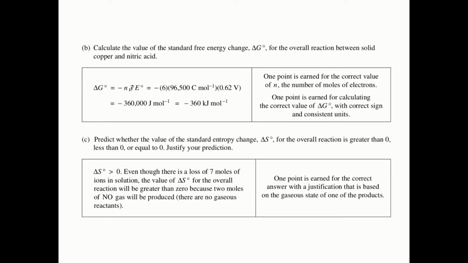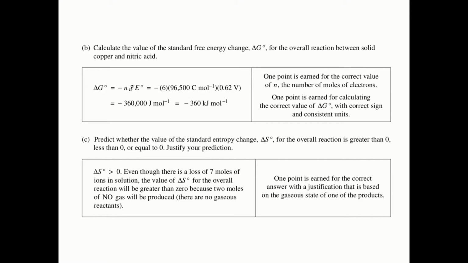So it's going to be 6 times Faraday's constant, which I put as 96,485, but they rounded it, times the cell potential, and then you get your answer in joules per mole. Okay, you can leave it in joules per mole, or you can convert it to kilojoules per mole. It doesn't matter. Keep in mind here, because it's asking for the overall reaction, don't be tricked and plug in your answer for A here. You need to plug in the overall cell potential, which is 0.62 volts. Okay? So you got 2 points total for that question.